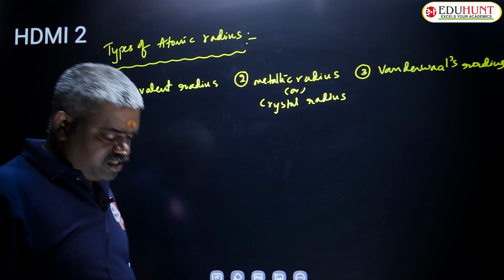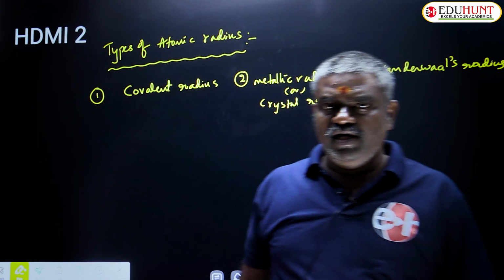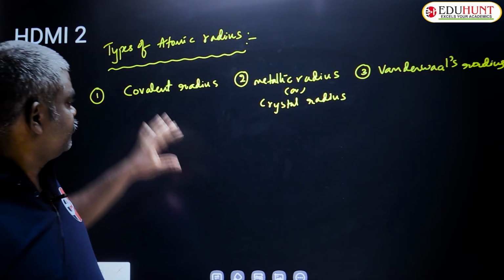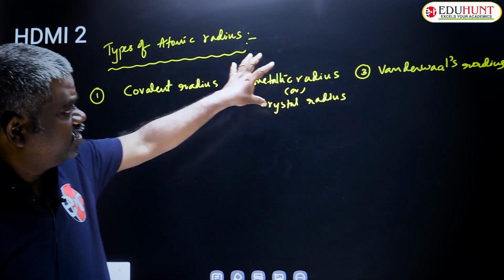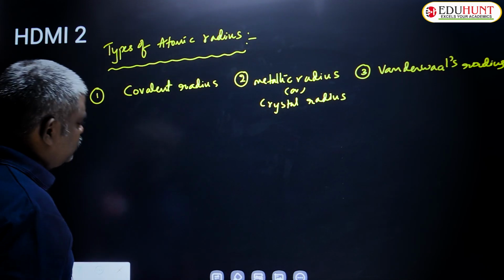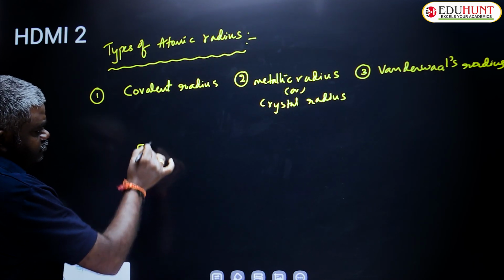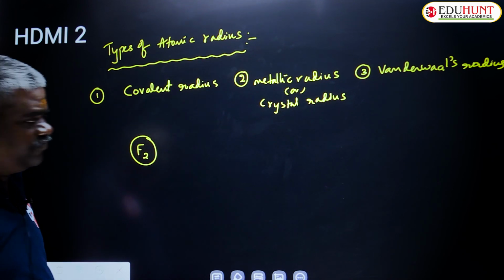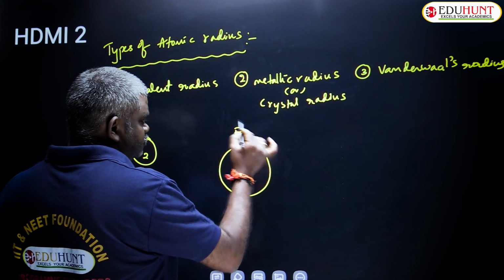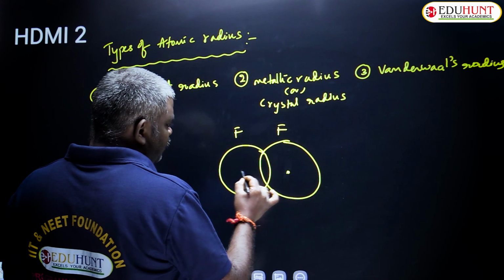Based on the nature of force or bonding between the atoms, the atomic radius is divided into 3 types: 1 covalent radius, 2 metallic radius, 3 van der Waals radius. In the case of covalent radius, for example, take F2. Fluorine, it is one fluorine atom, and it is another fluorine atom. Because overlapping takes place.